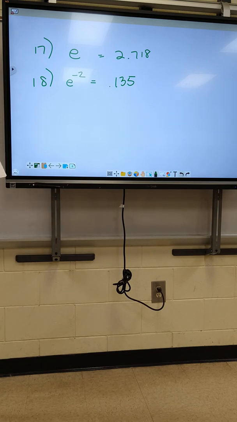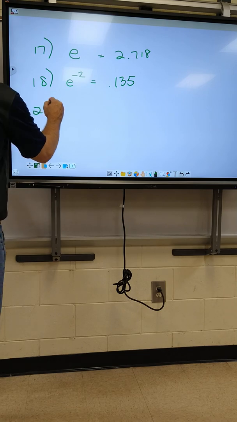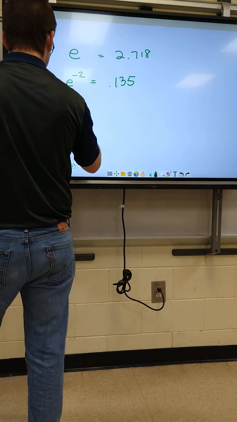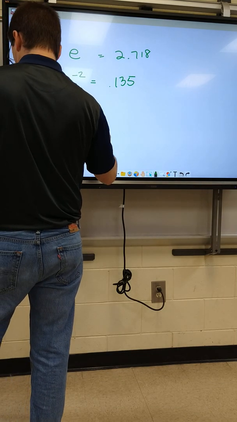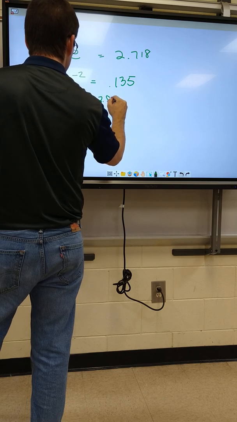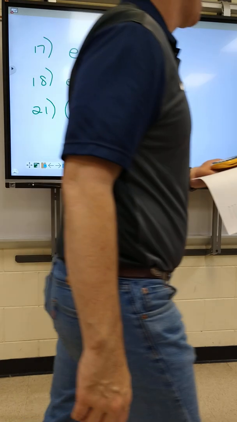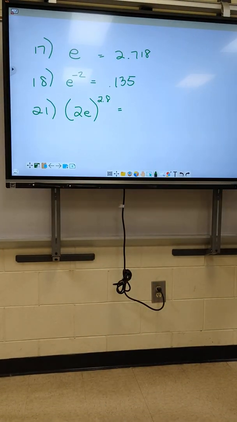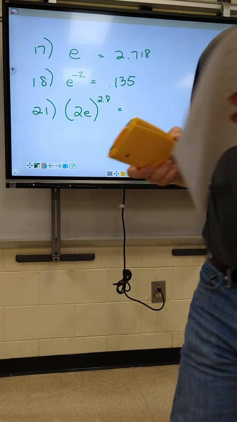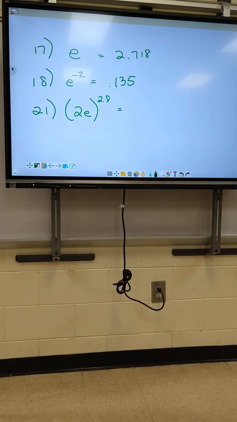I probably need to help you on 21. 21 is 2E to the 2.8. We do have a pi button. Your pi button is right here. Figured y'all used the pi button before. I didn't have to show you that one. All right, everybody try 21. I'm guessing you type it in exactly like you see it. Everybody try 21. Let's see if we get the same thing.